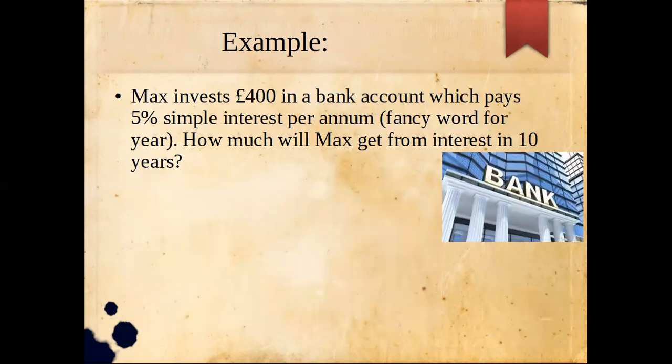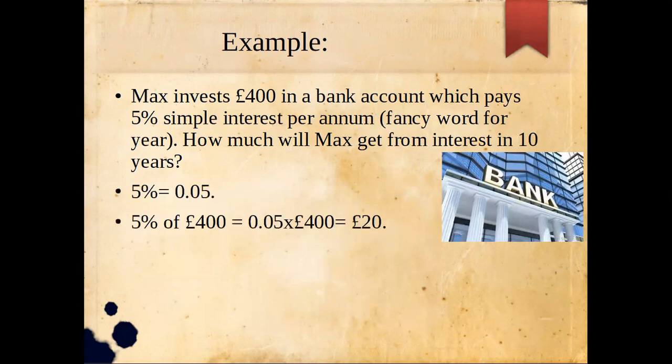So here's an example of a question you could get in the exam. Max invests £400 in a bank account which pays 5% simple interest per annum, which is a fancy word for year. How much will Max get from interest in 10 years? So what we have to do here is find x% of y. So x% is 5%, of y, which is £400.